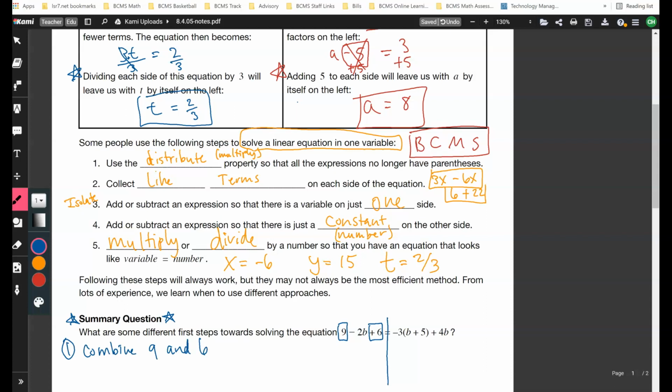2b is multiplication, but again, 2b is a term, 2 times b. That's not a like term with 9 and 6. So I'm not going to worry about combining those, but I could go ahead and take a 9 and a 6 and add those together on this side of the equation, okay?